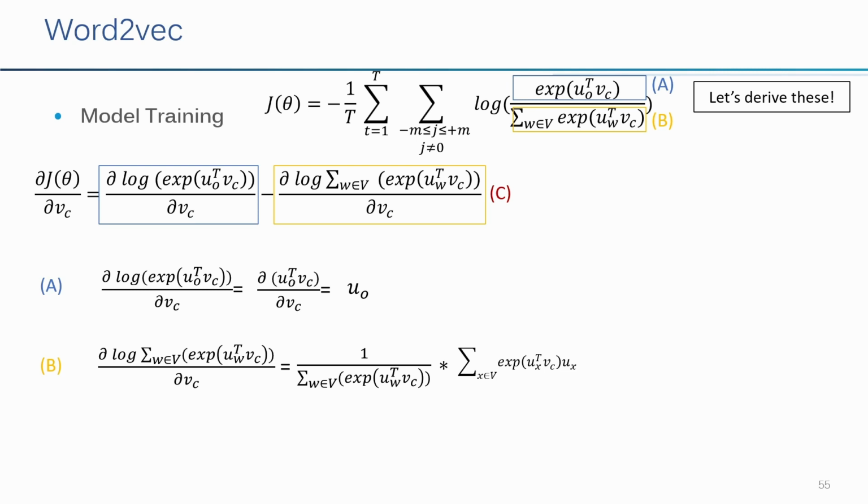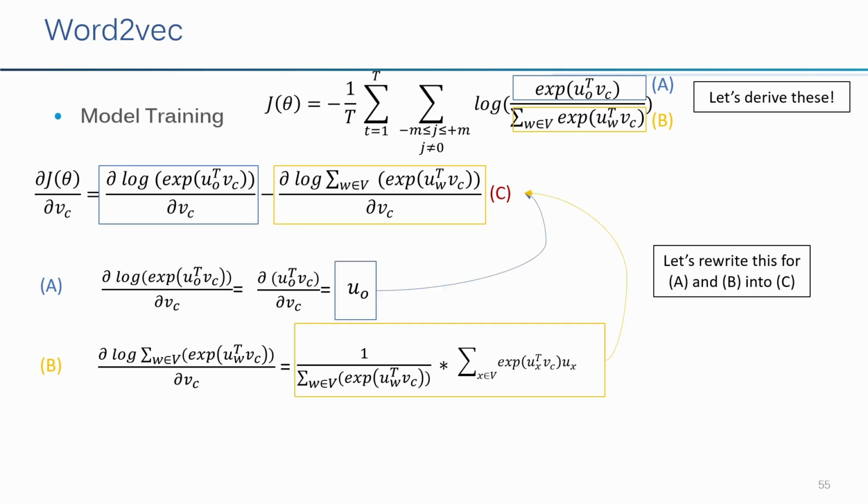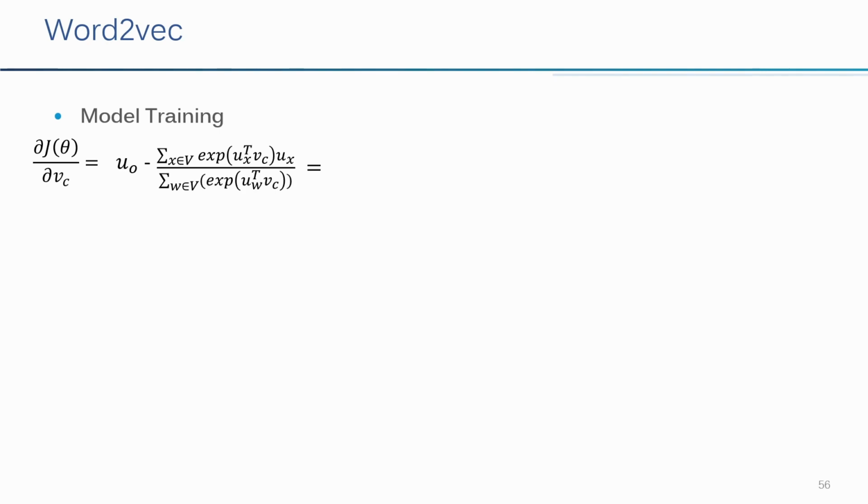And now let's go back to our initial cost function that we're trying to optimize and substitute things there. So let's rewrite this C with respect to A and B. And by doing that, now we have those two terms. So we have the vector of our context word right here, and then we have the sum of the exponential of the entire vocabulary times our u_x here over the sum of this entire thing.